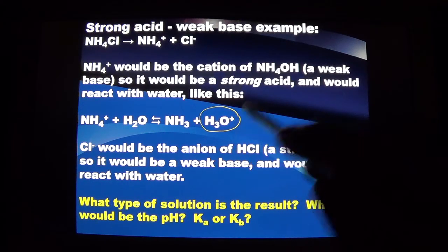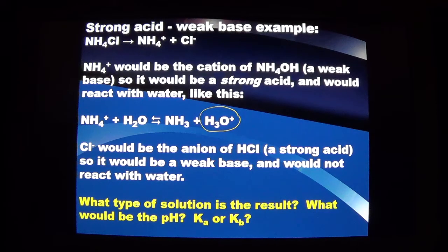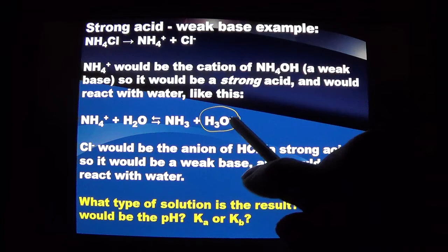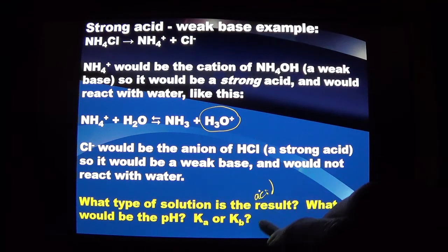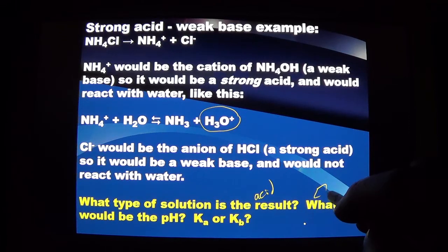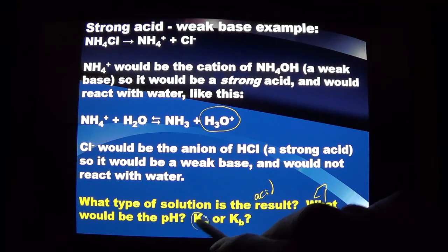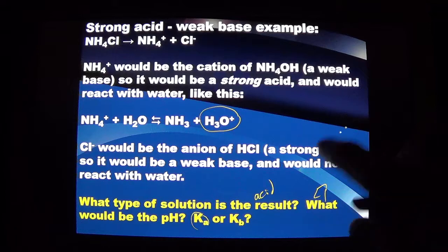So now we have a solution where we're making hydronium ions. And the hydronium ion would obviously then make it an acid. And so our pH is going to be less than 7. And we would use a Ka to express that reaction.